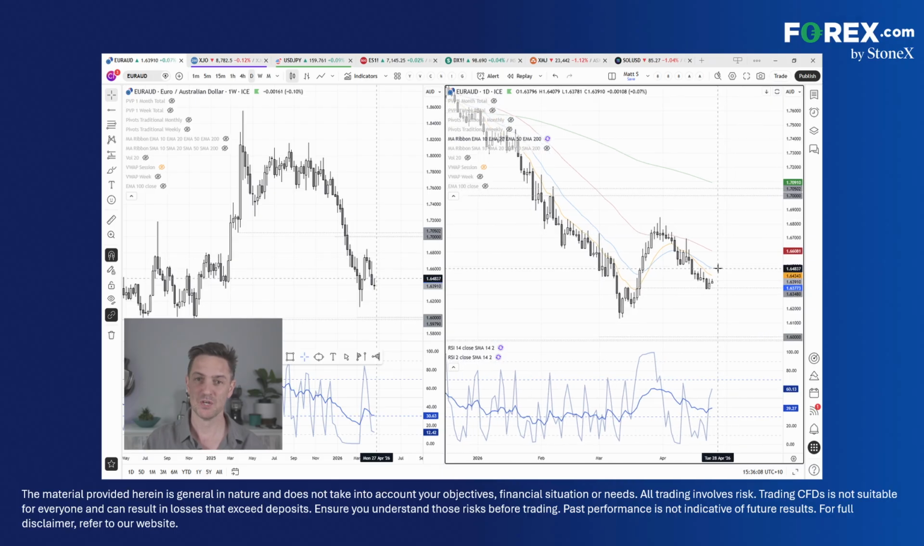But again, potential for a hawkish RBA, hot inflation prints coming in. But ultimately, I think we'll be looking for a break beneath these lows, a retest and break beneath 161 as it heads towards 160 in the coming weeks.